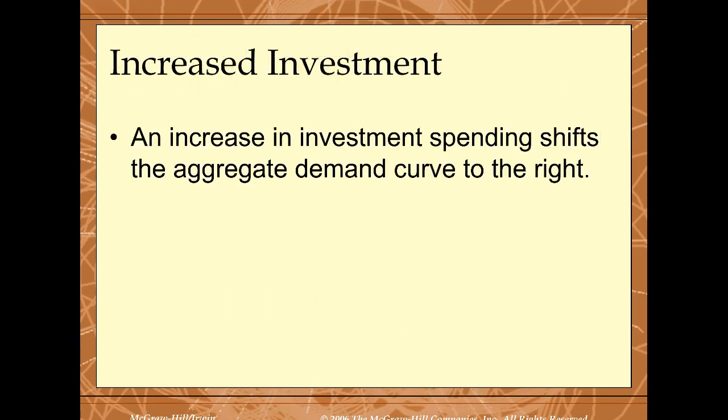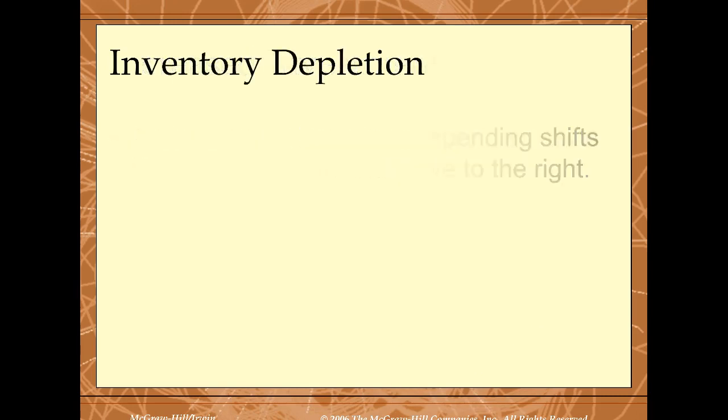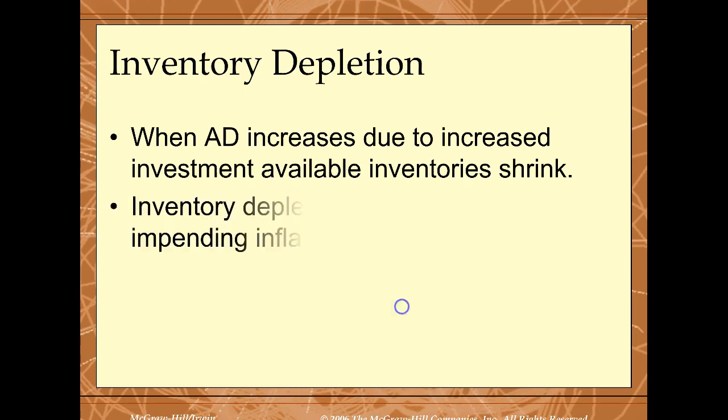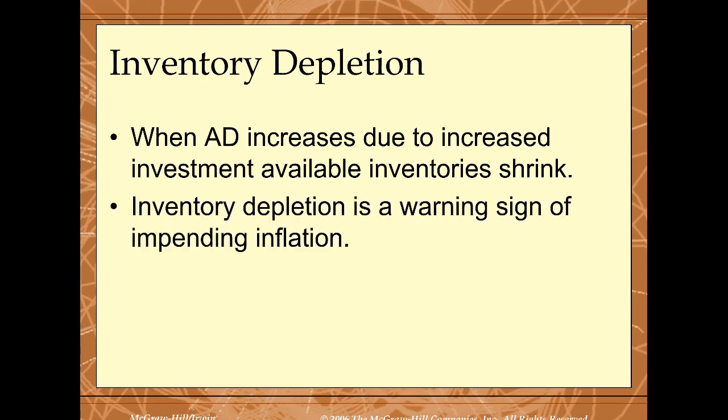So an increase in investment spending shifts the aggregate demand curve to the right. That's one of the things that could shift it to the right. And when the aggregate demand increases due to increased investment, available inventories start to shrink. And inventory depletion is a warning sign of impending inflation. So if you keep track of inventories, if they fall too low, that could be a sign that prices are going to have to be raised because businesses are running out of product.